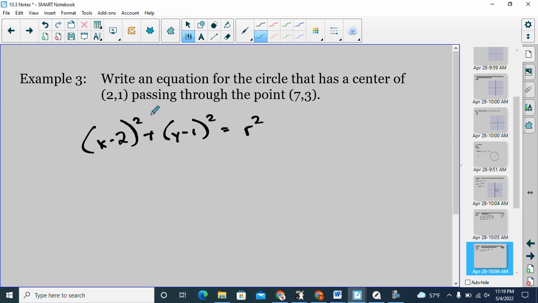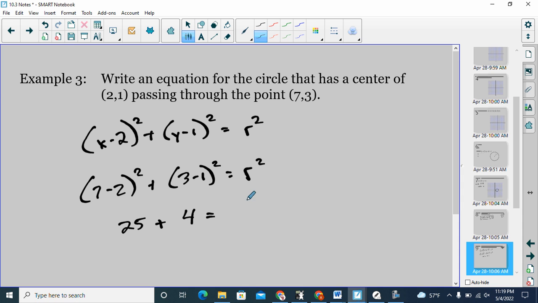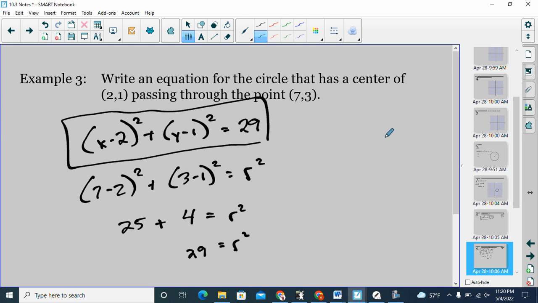Or probably an easier way, we've got an equation for the points on this circle. We know (7, 3) is one of those points. So we can plug this point in for x and y, and we should be able to solve for r squared then. So (7 minus 2) squared plus (3 minus 1) squared is equal to r squared. That's 5 squared is 25. 2 squared is 4. I get r squared is equal to 29. Looks like the radius of the circle is root 29. And there's the equation of our circle.